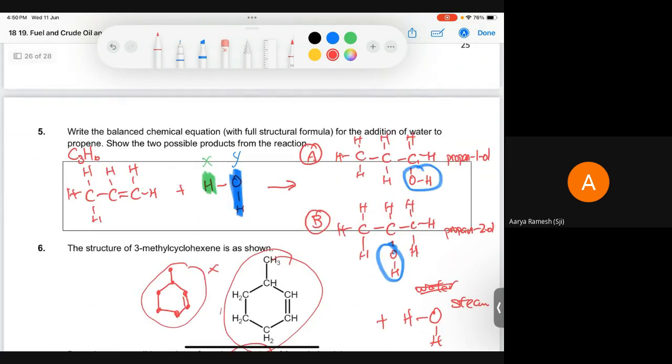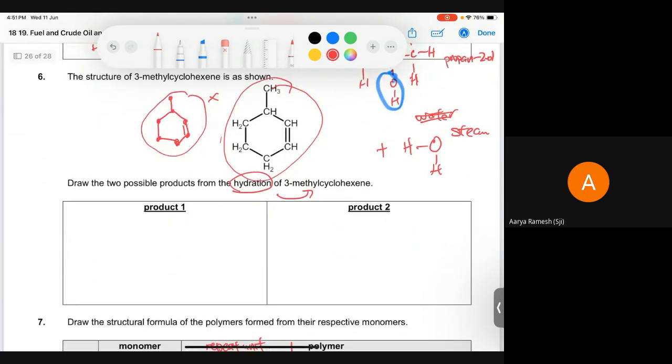Oh yeah, sorry. Let's go back to here. I realized I forgot something important. Going back to question 5. Sorry, Arya. Pause for a while. On the arrow, you need to write 300 degrees Celsius because you need to write the condition. 60 atm, and then you need to write phosphoric acid. So knowing the condition helps a bit in terms of the reaction itself. Okay, next, let's go back to here.